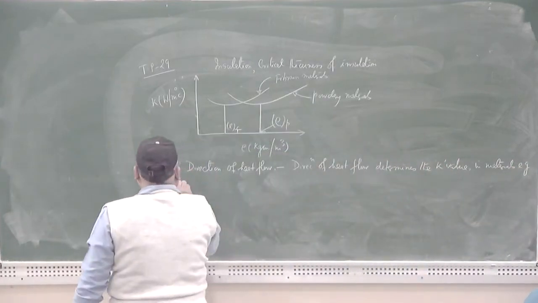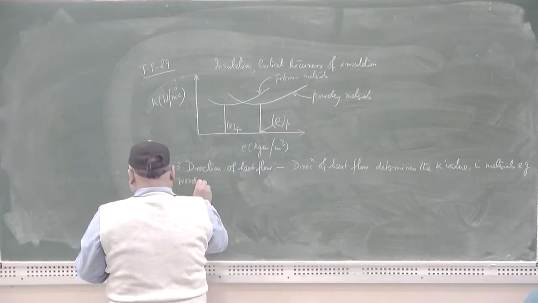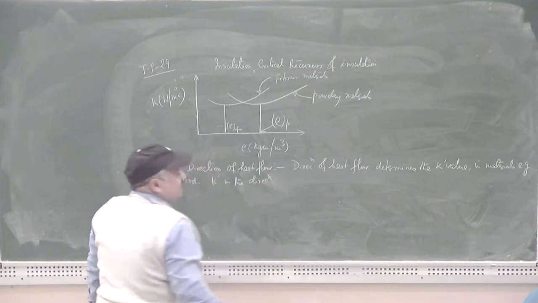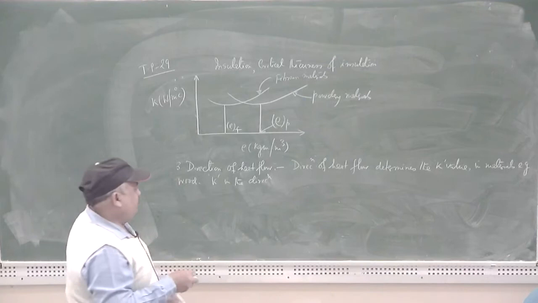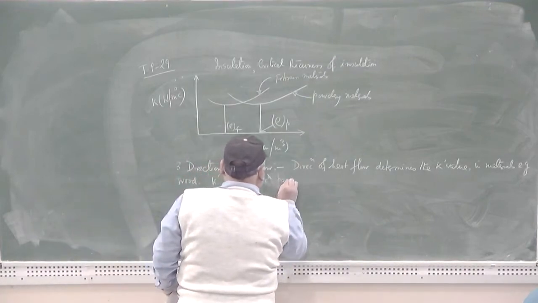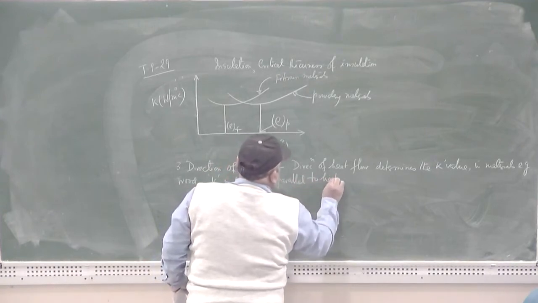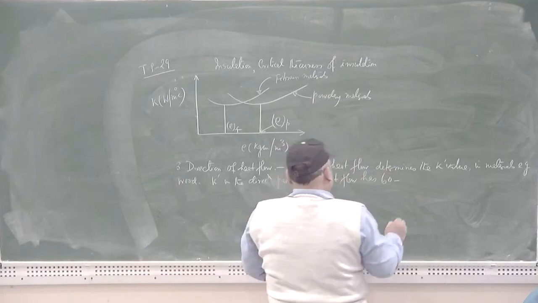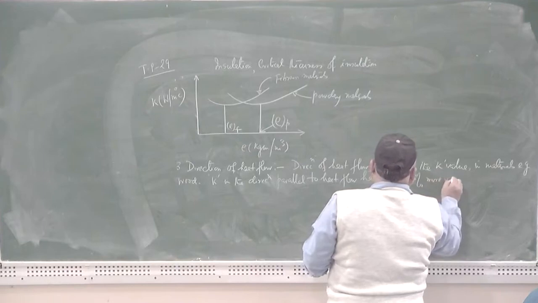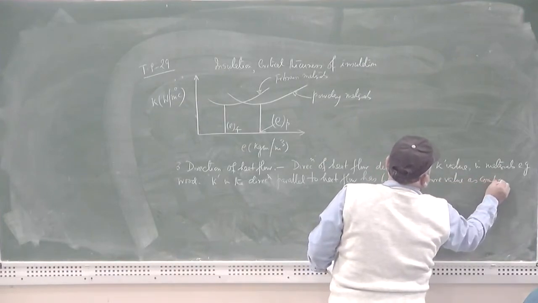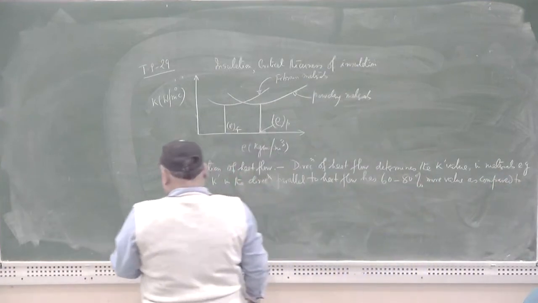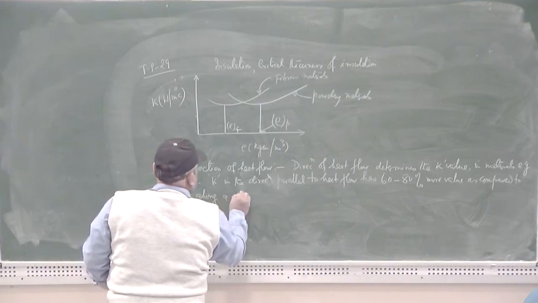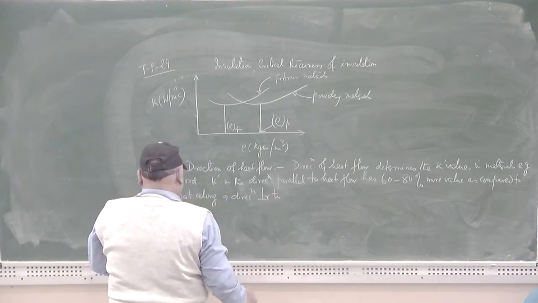For example, wood: K, the thermal conductivity in the direction parallel to the heat flow, has 60 to 80% more value as compared to that along a direction perpendicular to the heat flow.